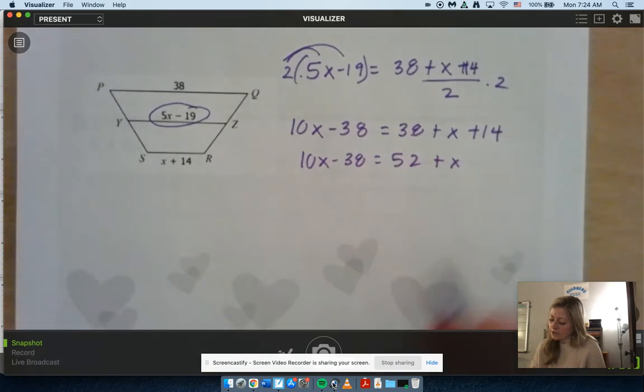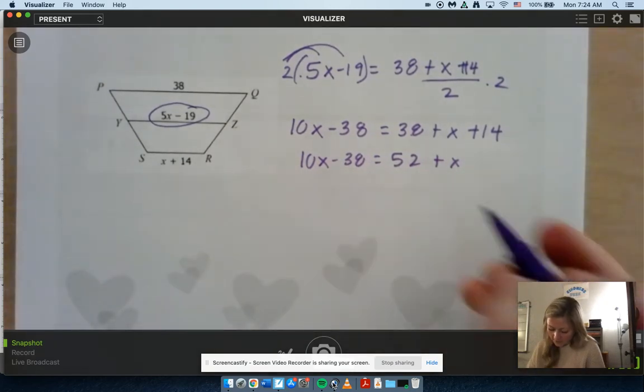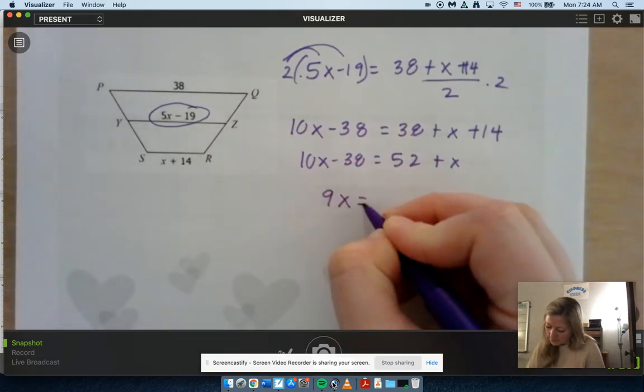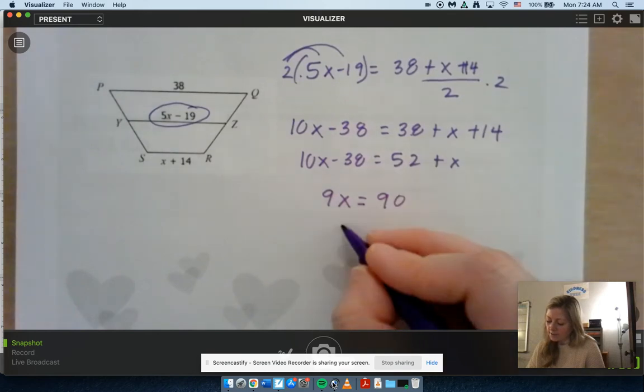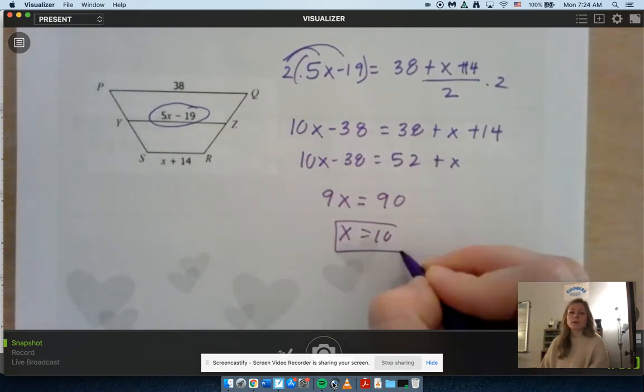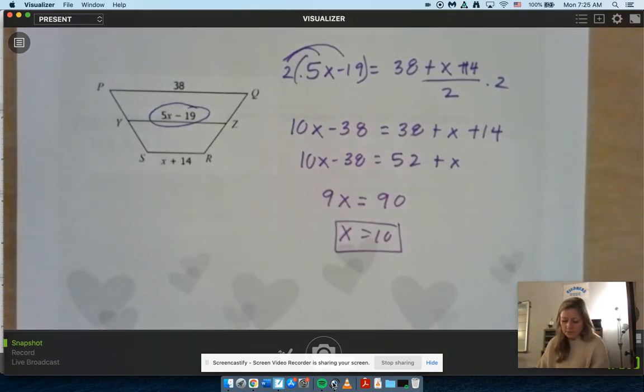Bring my x's over here, my numbers to the other side, so we have 9x equals 90. Divide out, x equals 10. If that was confusing to you, I promise we'll do one like this together in class. But you're just algebraing your way out of the problem.